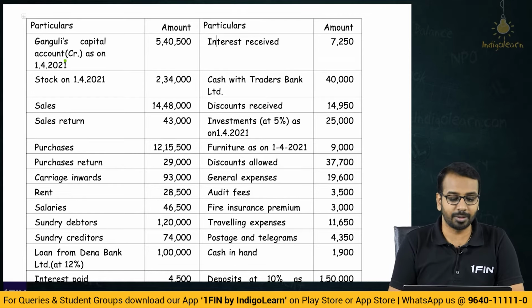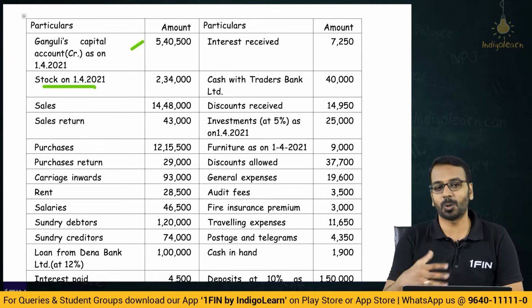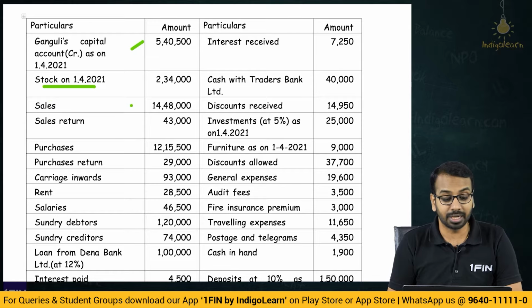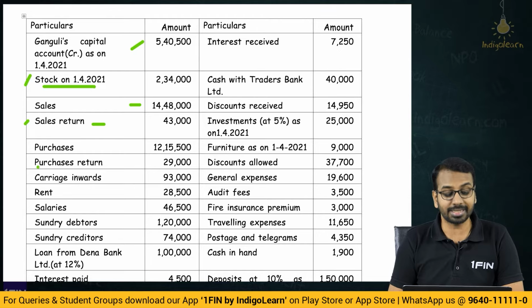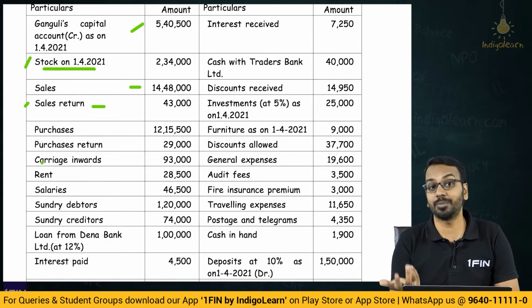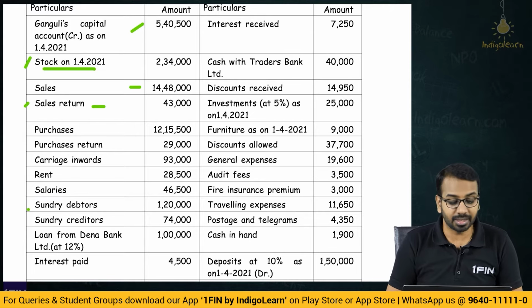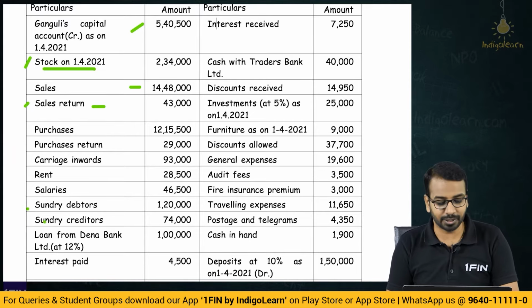Ganguli's capital account credit balance on 1st of April 21. This is the opening balance. Stock on 1st of April 21, that is our opening stock or opening inventory. Sales 14,48,000, the sales during the year. Sales return will reduce from the sales. So this is a trading account item. Purchases and purchase return, we all know that. Then carriage inwards or freight inwards, which item is it? It's a trading account item. Then we have rent, P&L item, salaries, P&L item, sundry debtors and sundry creditors, the balance sheet items.